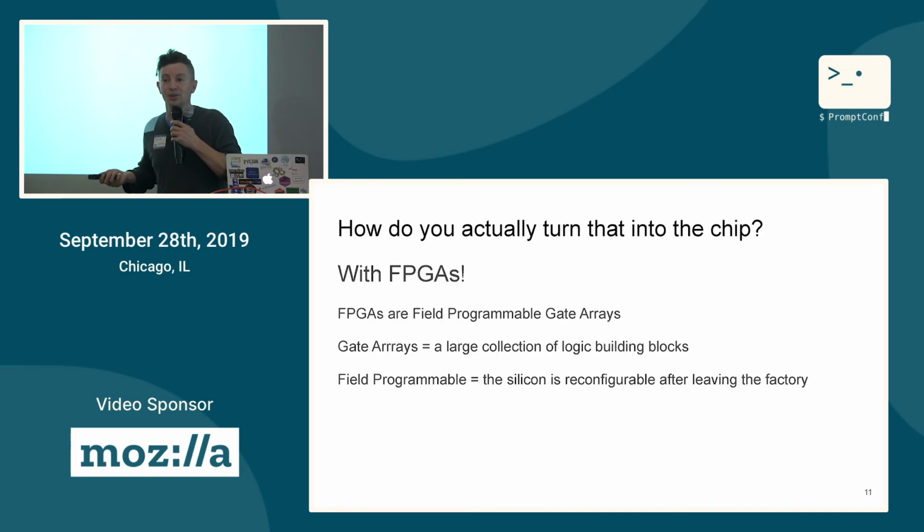So you've got a language. How do you end up actually turning that into a chip? FPGAs is what I talked about earlier, and that's what I use all the time when I'm doing this. FPGA stands for Field Programmable Gate Array. The gate array portion means that it's a large collection of logical building blocks. It's going to be a bunch of gates, ANDs and ORs, NOTs that we talked about, multipliers, sums, memories, and interfaces to the outside world to be able to talk to everything else. The field programmable part means that the silicon is reconfigurable after leaving the factory.